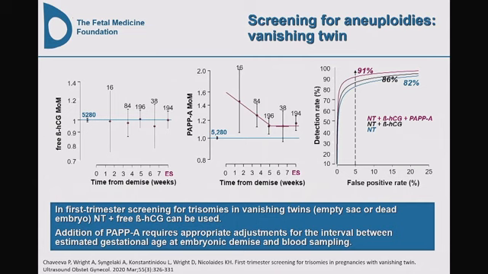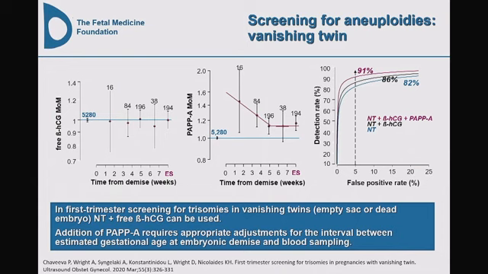And what we have identified is that in a case of a vanishing twin, you can use free beta hCG and combine it with the nuchal translucency and maternal age. But unfortunately, the levels of PAPP-A were increased, and therefore we don't recommend it to be included at the moment in the screening for chromosomal abnormalities.